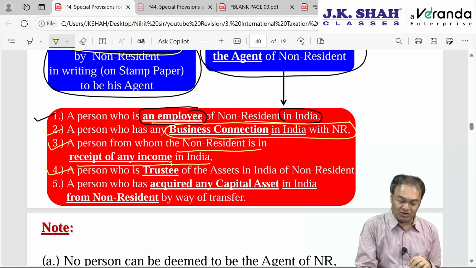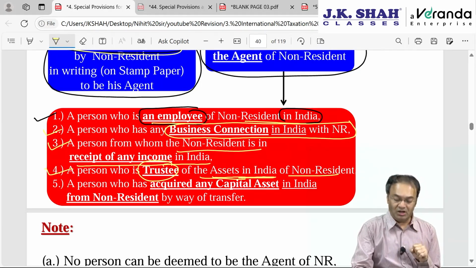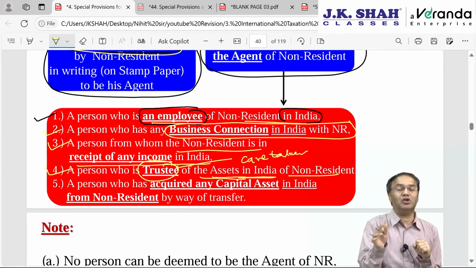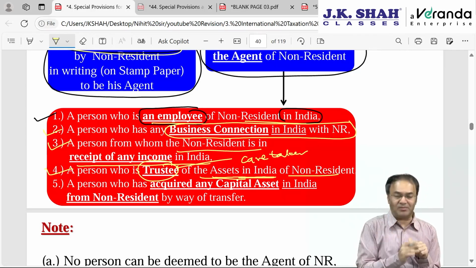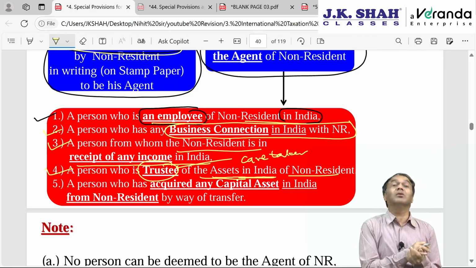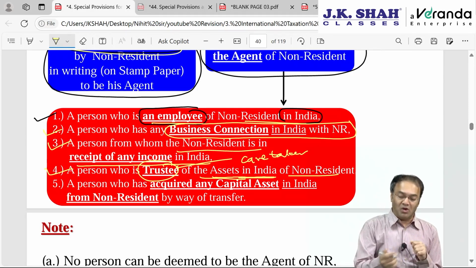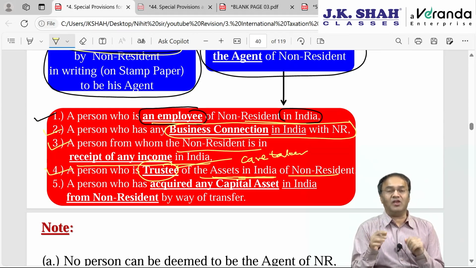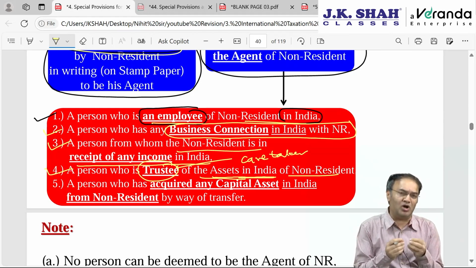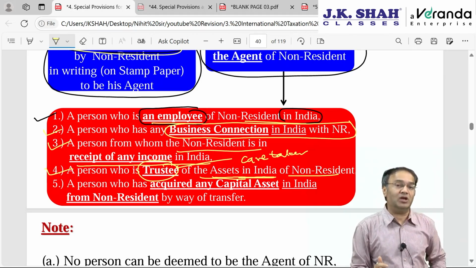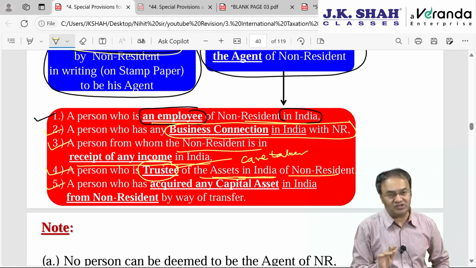Same way, a person who is a trustee of the assets of the non-resident in India. Trustee as in caretaker, a caretaker of the non-resident's assets. Somebody says Sunny Leone becomes a non-resident in India. Of course, she has become a resident, I agree with you. But by chance, if she was still a non-resident and she appoints you to be her agent to look after her assets in India, and you will be compensated with some particular amount every year, then in such a situation you can be deemed to be the agent of Sunny Leone, the non-resident, if she is still a non-resident.